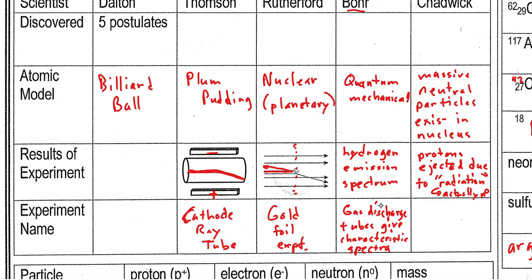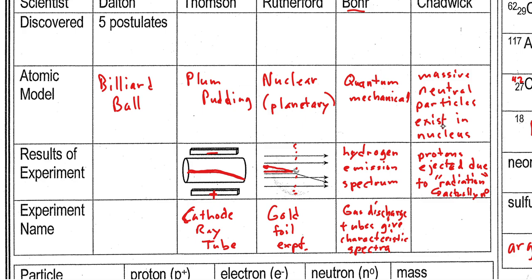One of the experiments that would prove that is the gas discharge tubes that have a particular gas, just one gas inside, and then when you electrify them, they give off particular patterns of light, spectra of light.